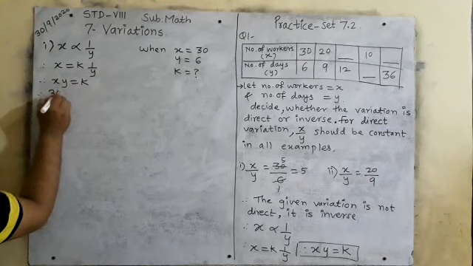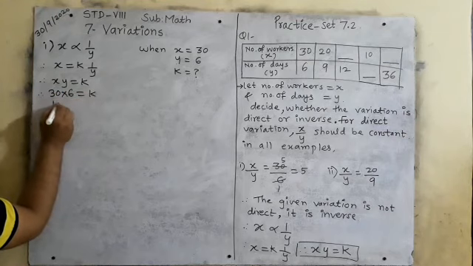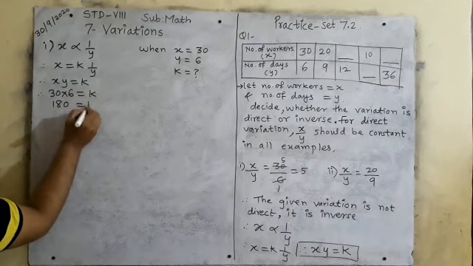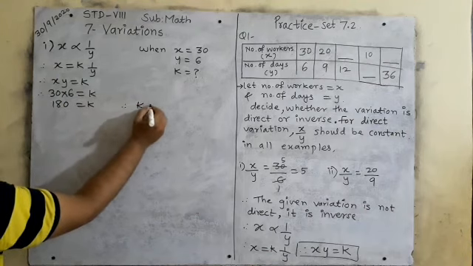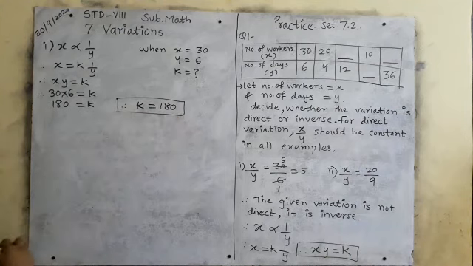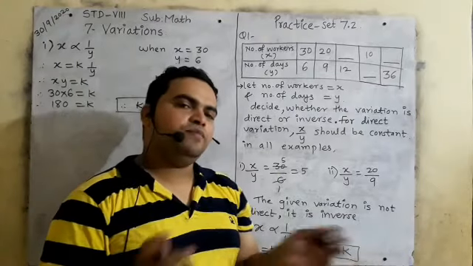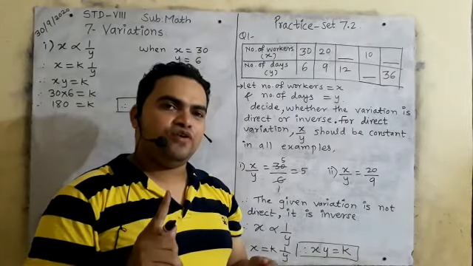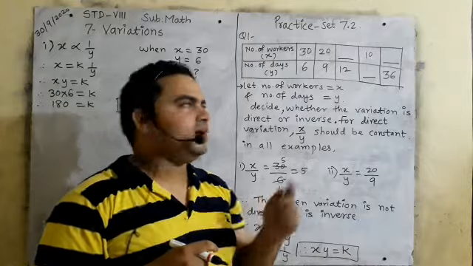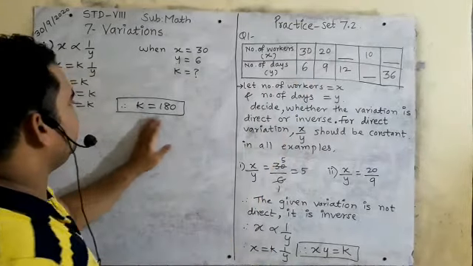x is how much? 30. Multiply y, which is 6, is equal to k. 3 sixes are 18, and the zero is 0, so k is equal to 180. Therefore, you will write k is equal to 180. Always find k first, in direct or in inverse variation. In both questions, first of all we will find the k value by using the first column. Now the k value is known: 180.